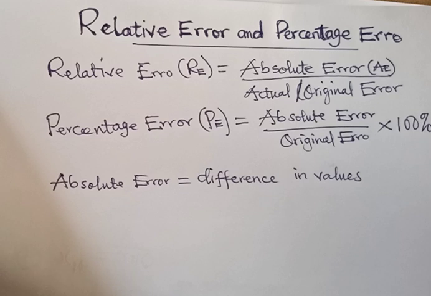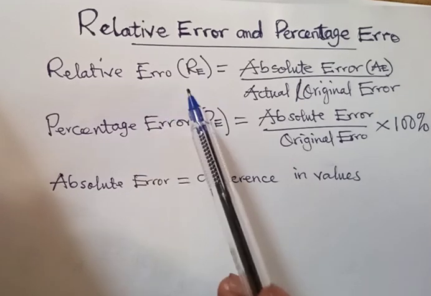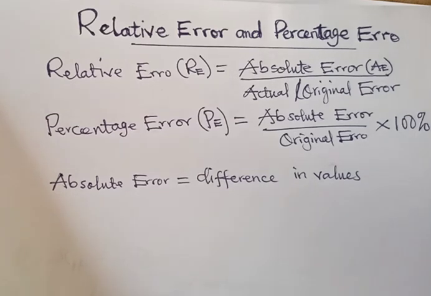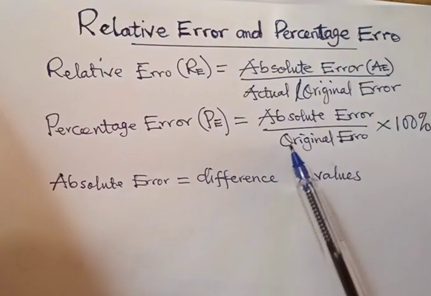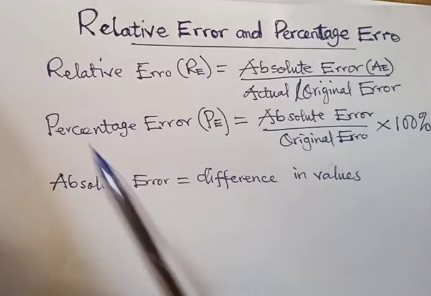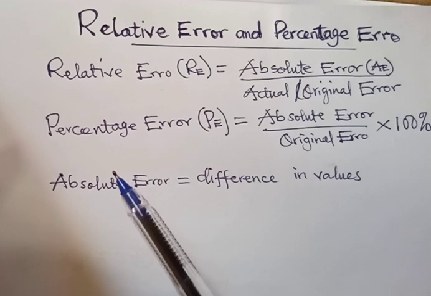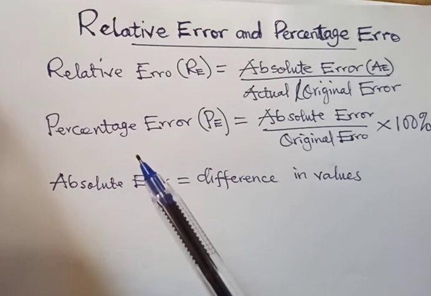And to get the percentage error, it's just a matter of finding what? The relative error. Then you multiply by 100%. That gives you the percentage error. Okay, good. So we are going to use these formulas to find the relative error and the percentage error. We'll not waste time. We'll take our first example and then we'll look at how we go about it.